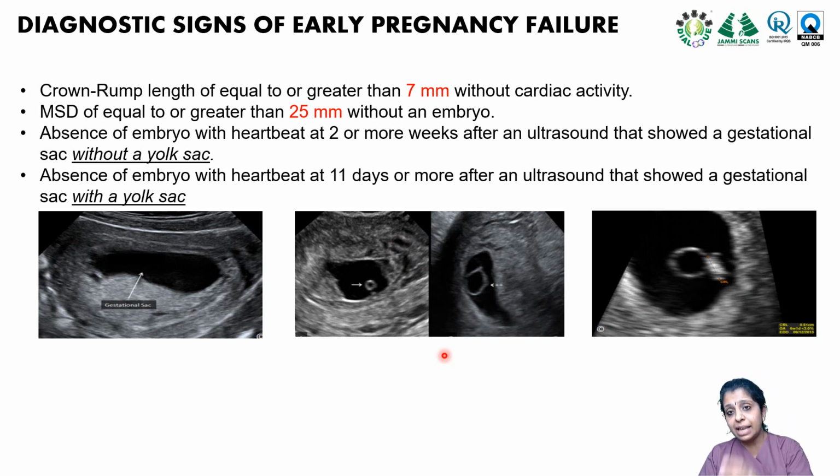You have seen a sac, a yolk sac and a measurable fetal pole, but the fetal pole is above 7 millimeters, and yet you're not able to see cardiac activity. Even then you can call it an early pregnancy failure.